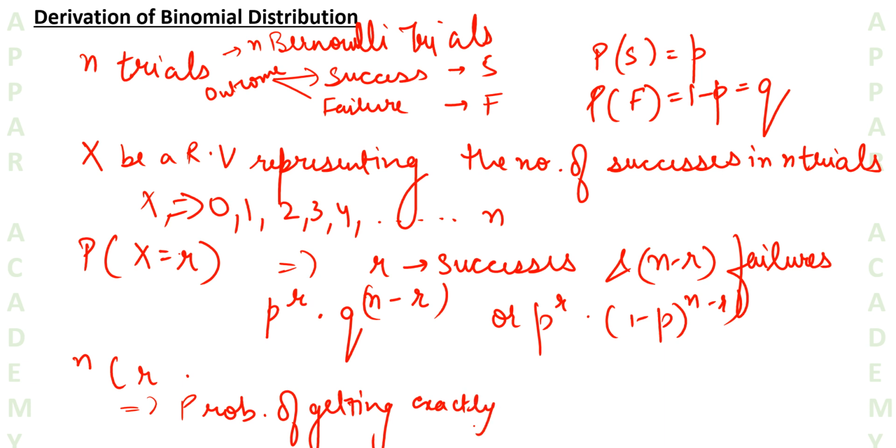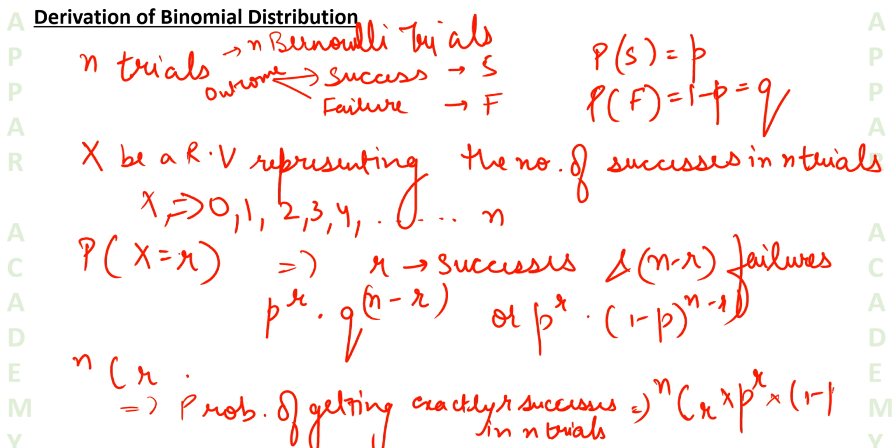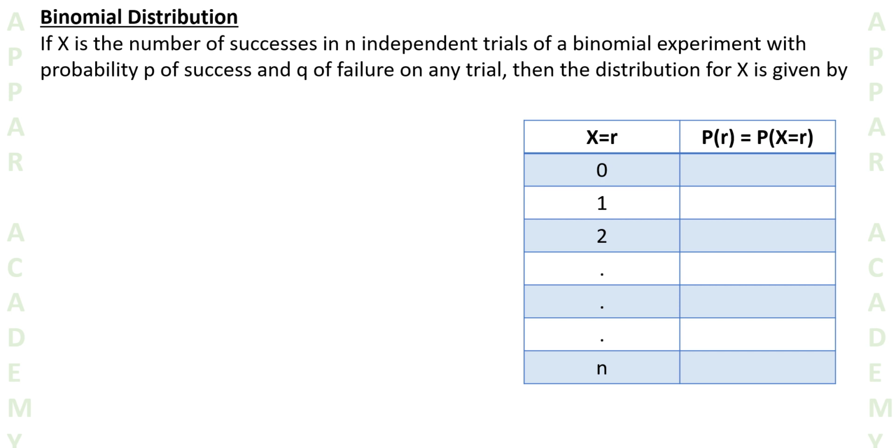So thus we can simply say that the probability of getting exactly r successes in n trials is simply equal to nCr, that is, out of those n trials, in which trials we are getting success. So that combination we are finding out, multiplied by the probability of successes r times, p to the power r, into 1 minus p to the power n minus r. So this is simply the probability of getting exactly r successes in n trials. This is exactly what our binomial distribution is.